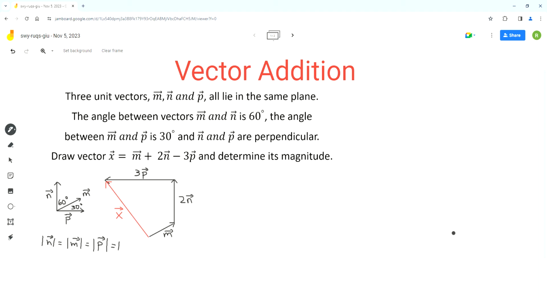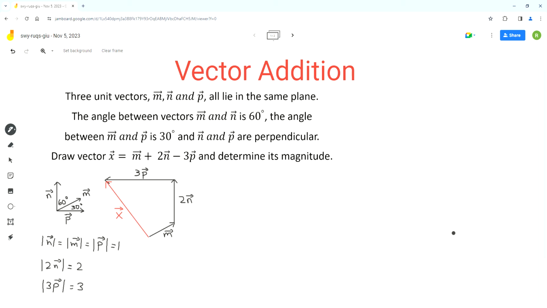So that means that the magnitude of vector 2n is equal to 2. That means this side length represented by vector 2n is 2 units long, and the magnitude of vector 3p is equal to 3 units. So we'll use these as the side lengths to find the length of the side represented by vector x, because we just have to find its magnitude. So we are done with the first part of the problem where we have to draw vector x.